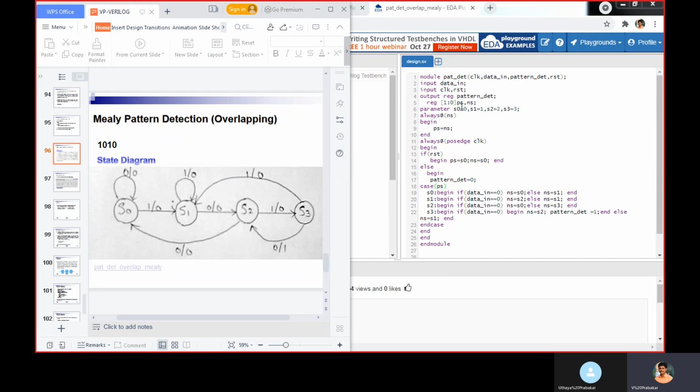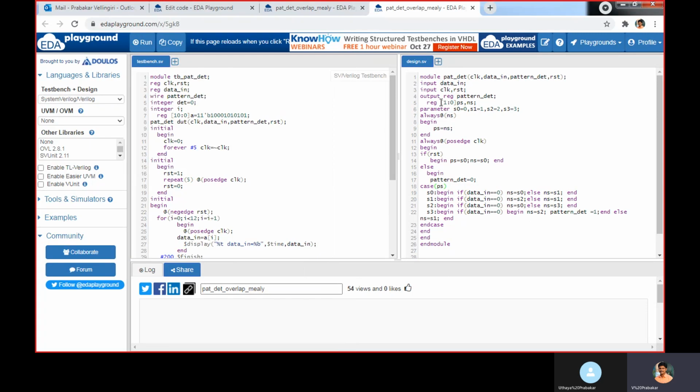Here we are using two registers. We declare this present state and next state as registers to point out the present state and next state. Here we have 4 states that we declared as parameters, S0 to S3, to represent the state names. We are using values: S0 is 0, S1 is 1, S2 is 2, S3 is 3. To store the maximum value 3, we need 2 bits, so the state is declared as 2 bits.